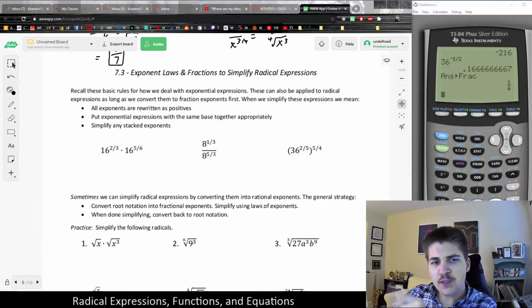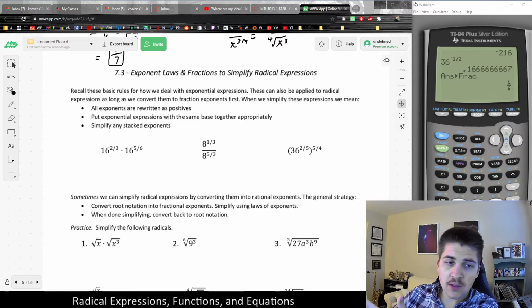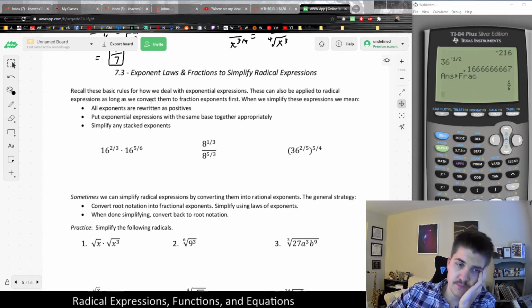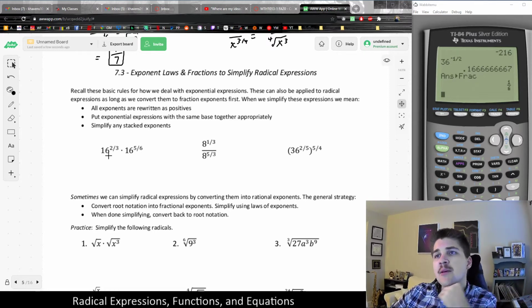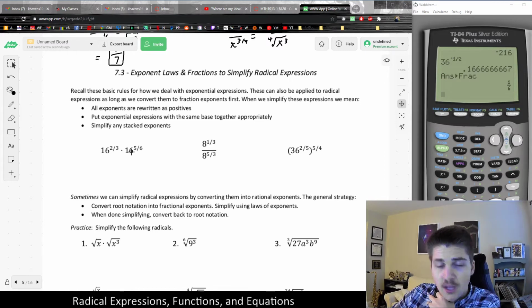As I was saying in the last couple of videos, we can actually use exponent laws to simplify, solve, and deal with a lot of different radicals. Sometimes it makes these problems a lot easier. But for example, say we wanted to multiply two exponential expressions with the same base.